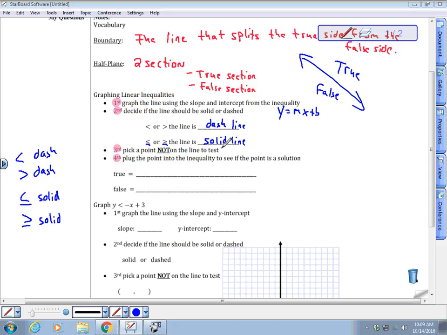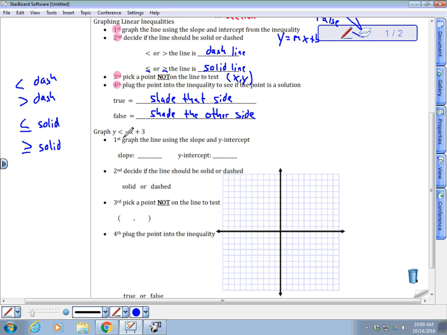Third, you're going to pick a point that's not on that line, so some sort of x and y value, put it back into the inequality and see if it's true. Now if it's true, you're going to shade that side, and if it's false, then you're going to shade the other side of that test point.